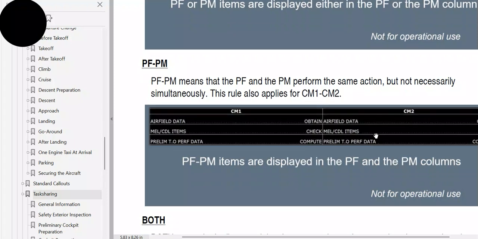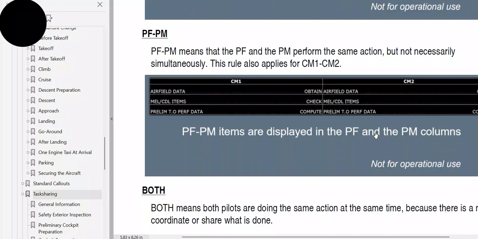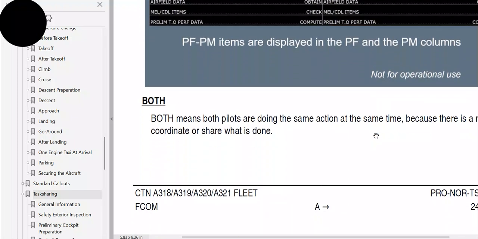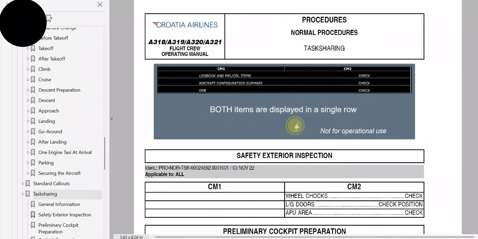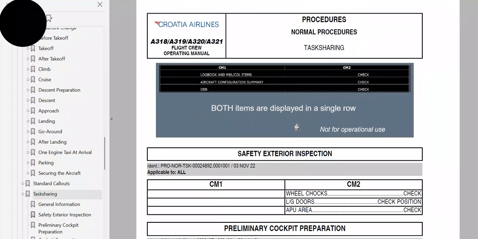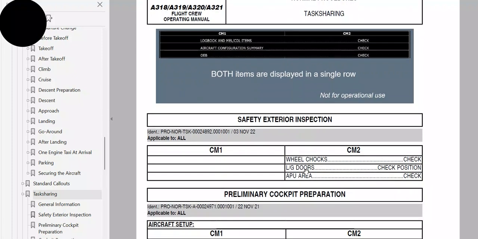But sometimes some items need to be done by both pilots simultaneously, and in this case it is written like this: CM1, CM2, logbook and MEL CDL items check. In this case these items are displayed in a single row. So how does this look? It looks like this. You have a nice table.